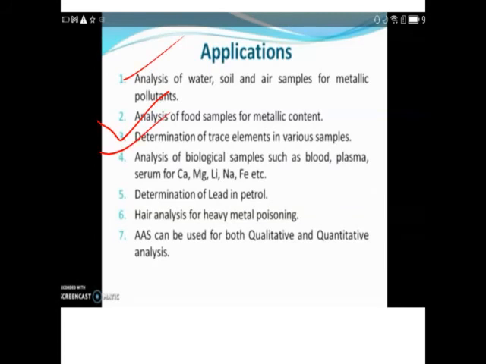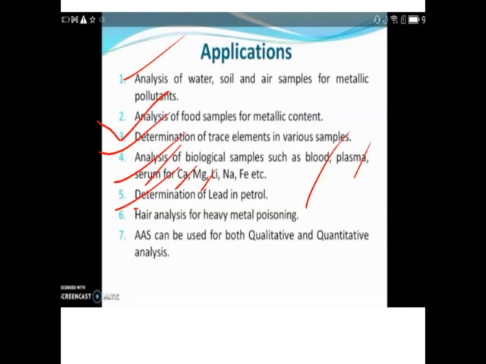Then determination of trace elements in various samples. Then analysis of biological samples such as blood, plasma, serum, calcium, magnesium, etc. In our body there is presence of different metals like calcium, iron and sodium. How much amount is present? For that, this atomic absorption spectroscopy method can be used for the analysis of biological samples.